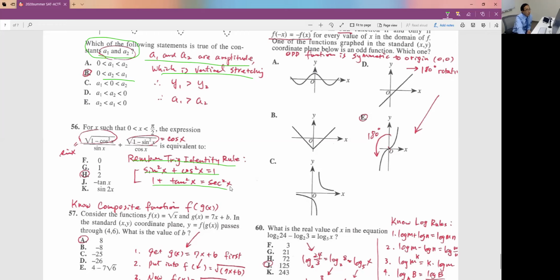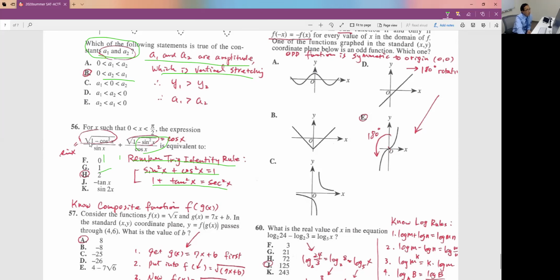Now on this particular problem, 1 minus cosine square will be sine square. So the square root of sine square will be sine x. So you have sine x over sine x, which is a 1. And the other one is 1 minus sine square, which is cosine square. So the square root of cosine square is cosine x. So you have cosine x over cosine x, which is another 1. So when you add those two, the answer should be 2.